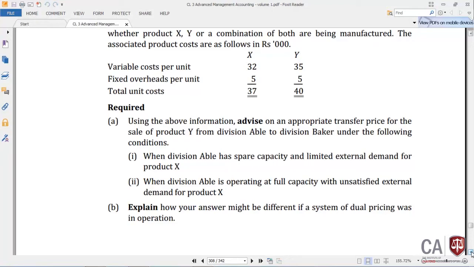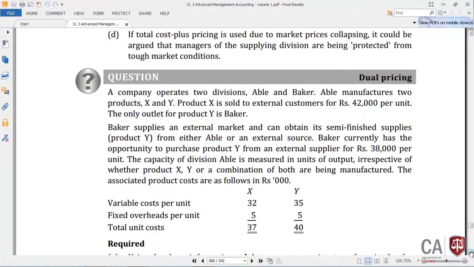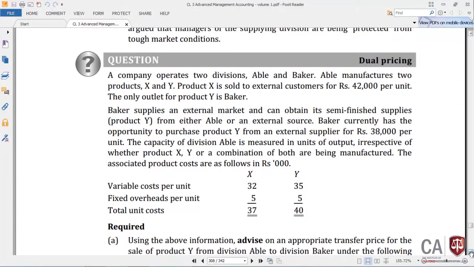Now they are asking two questions. I think you can have a more detailed understanding by reading the question again. Therefore, I will take the question again. A company operates two divisions. Now you have the pictorial diagram with you. Compare the pictorial diagram with the question again.